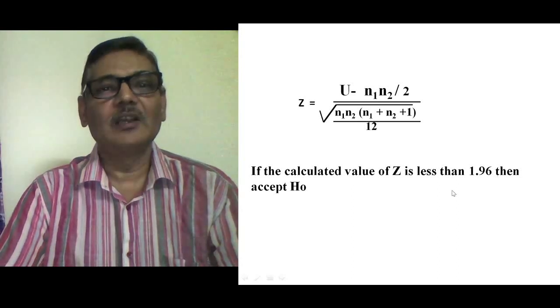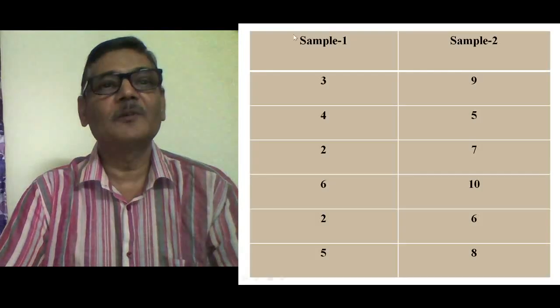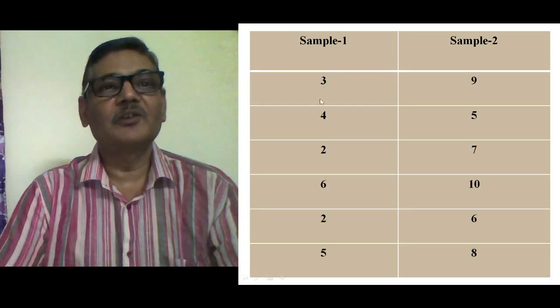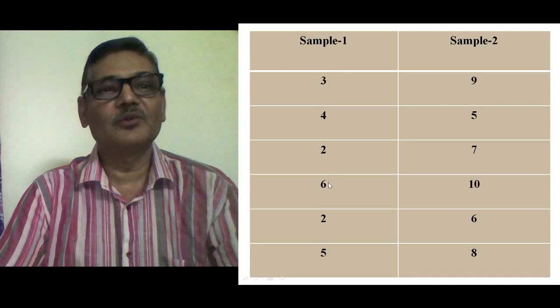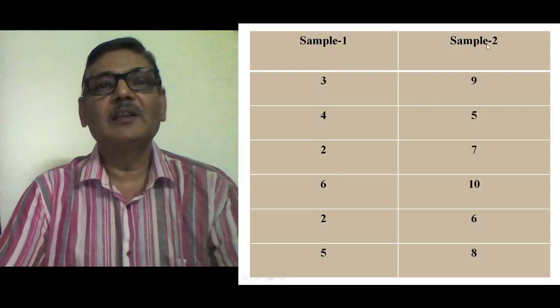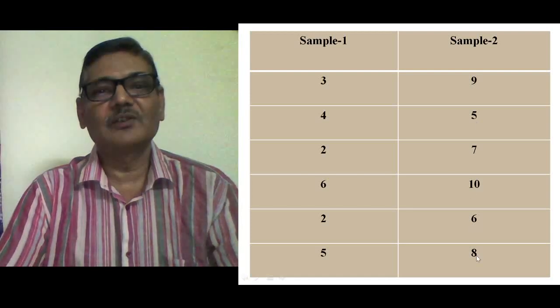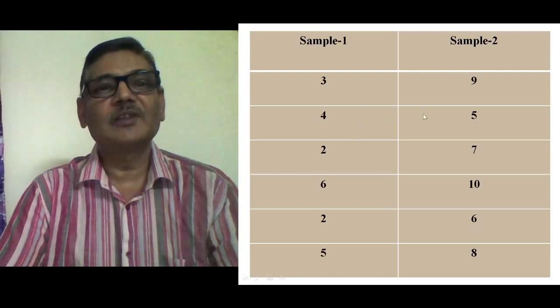Let us understand this entire thing by taking an example. Here I have shown two samples, sample 1 and sample 2. The observations of sample 1 are 3, 4, 2, 6, 2, 5. And in sample 2, the observations are 9, 5, 7, 10, 6 and 8. What we hypothesize in the beginning is that these two samples have come from the same population. This will be our null hypothesis. The alternate hypothesis will be that there exists a significant difference between these two samples.